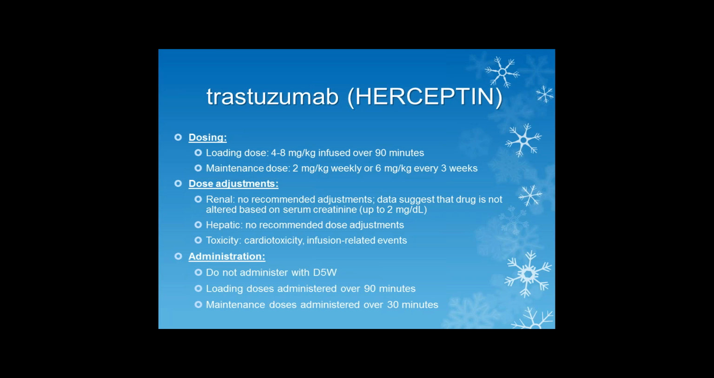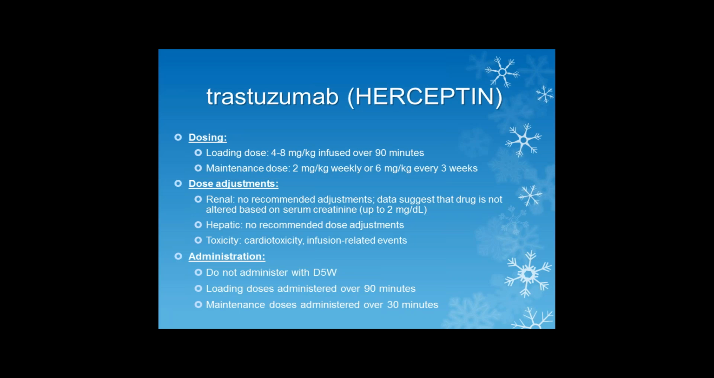So the loading dose is typically 4 to 8 mg/kg. That's infused over an hour and a half, and then subsequent doses. It looks like the FDA approved doses are either 2 mg/kg every 7 days or 6 mg/kg every 3 weeks, which they kind of equate. It just depends how frequently you're giving it.